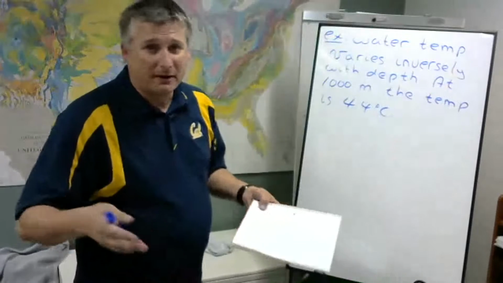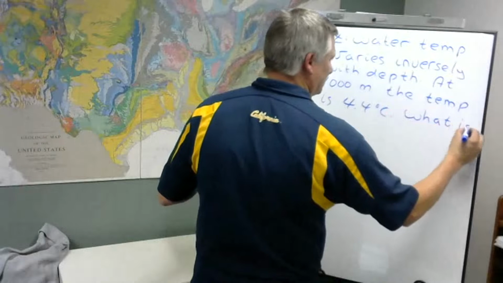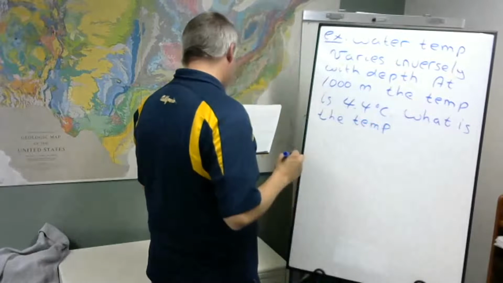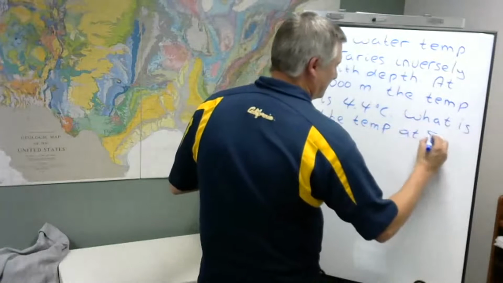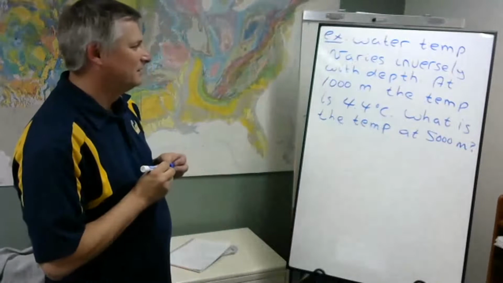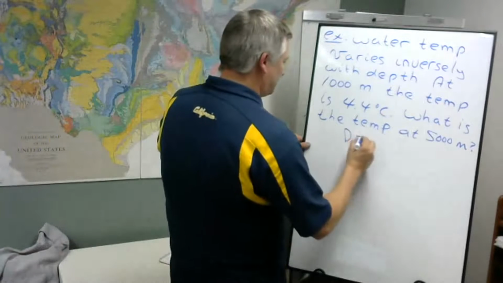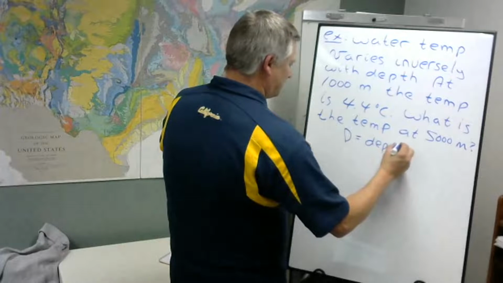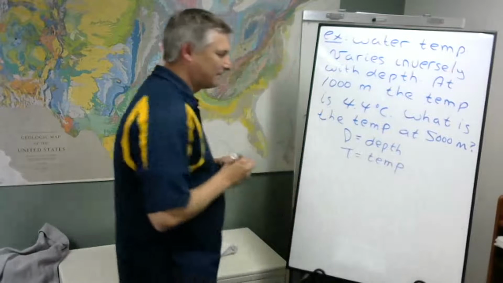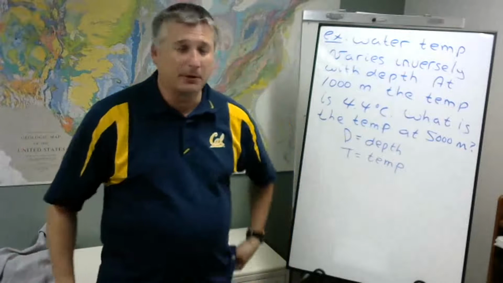Now they're going to ask us something to find. What is the temp at 5,000 meters? Well, let's say we do this. Let's let D equal depth. And let's let T equal temperature. So again, we're going to use the depth as the input and the T, the temperature, is the output.